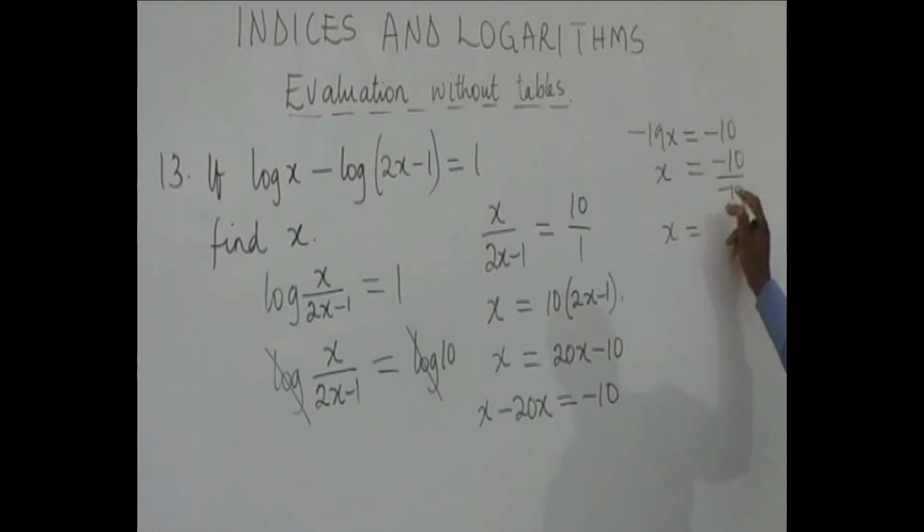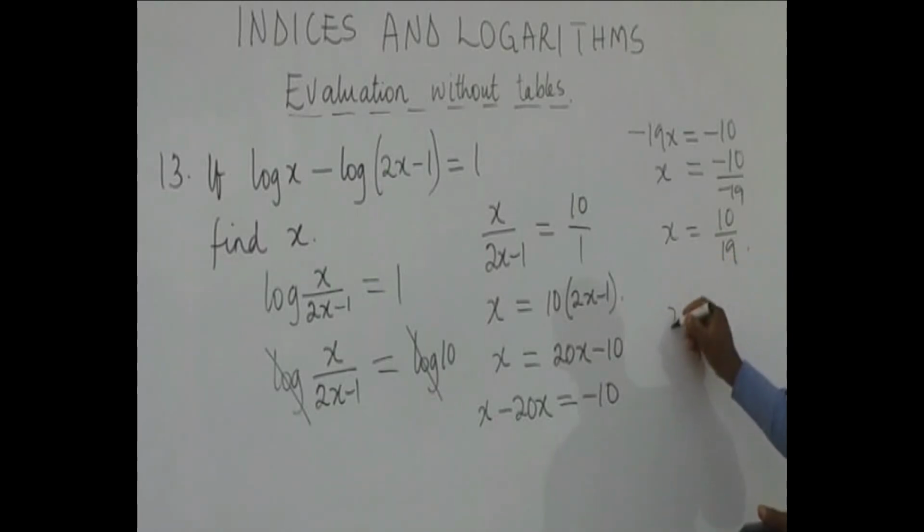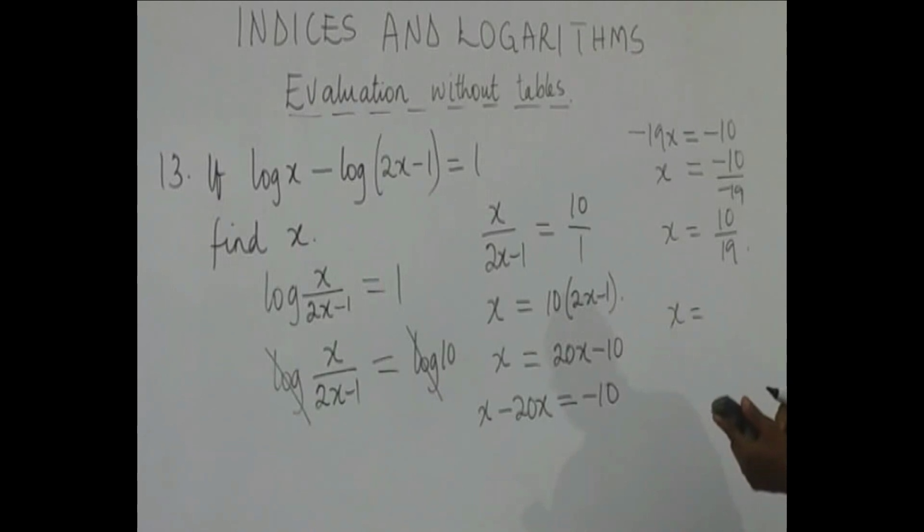X will now become minus, we cancel minus, you'll be left with plus 10 all over 19. If you like, you can use a calculator and find this value in decimal form. 10 divided by 19 is giving me 0.5263. This is the answer to that question.